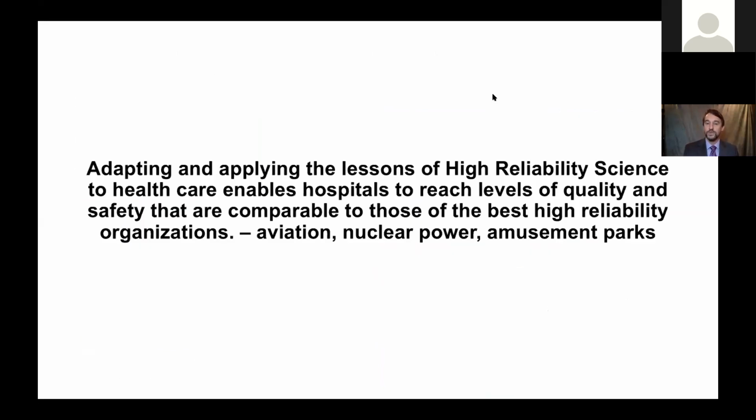Again, why are we doing this? Well, we're trying to keep everyone safe. We're trying to decrease risk. And a lot of what we're doing now applies to high reliability science.